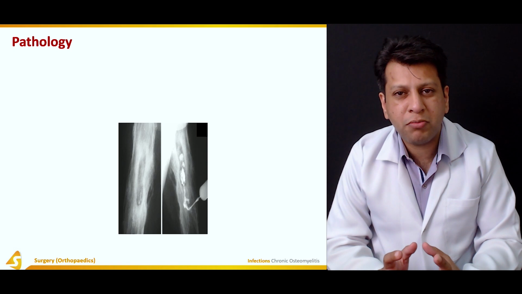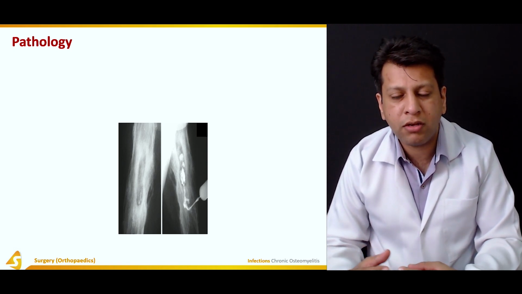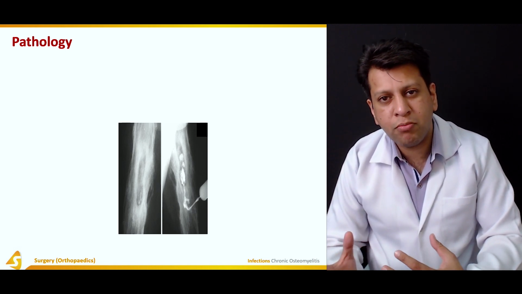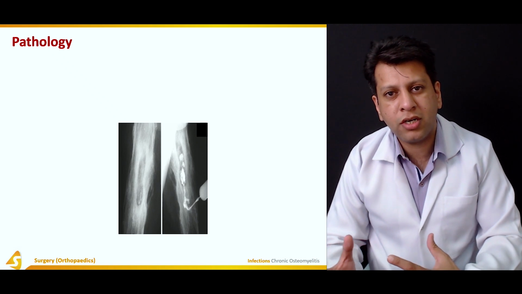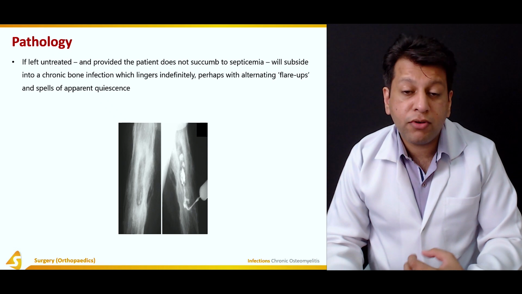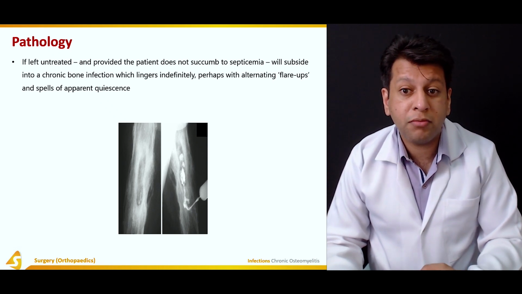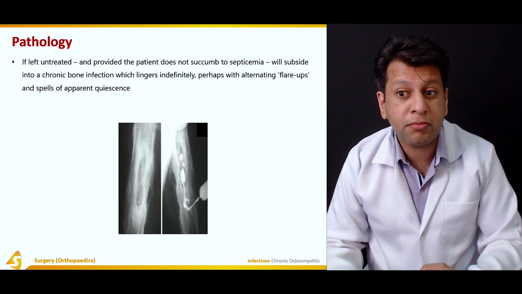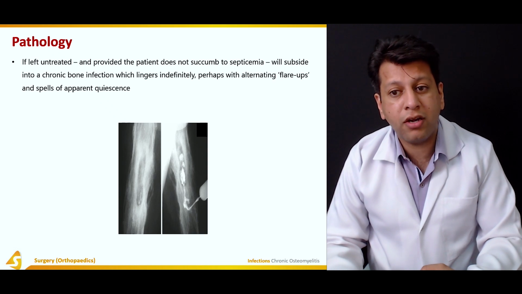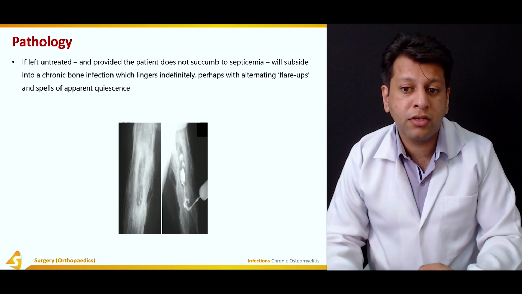There is foul smelling discharge, and there is a sinus from which this constant discharge is coming out, and the patient is in agony, and his or her bone is not right, his or her skin is not right, and nothing is going right for her or him. Now if it's left untreated, that is the acute haematogenous osteomyelitis, provided the patient does not succumb to septicemia, it will subside into a chronic bone infection which lingers indefinitely, perhaps with alternating flare-ups and spells of apparent quiescence.